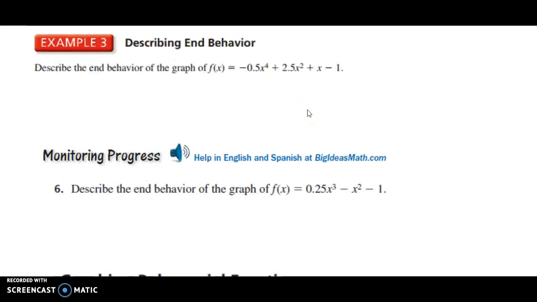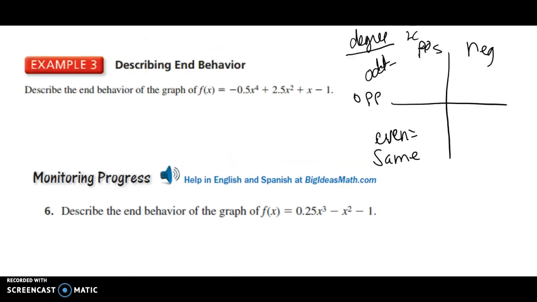Now let's look at example 3, describing end behavior. So you might want to make a little chart. If your degree is odd, that means the end behavior is going to be opposite of each other. So if our leading coefficient is positive, that means our graph will finish positive or up. And if the arrows are opposite, the first arrow must have been down. Now, if we have a degree of odd, that means the arrows are opposite.